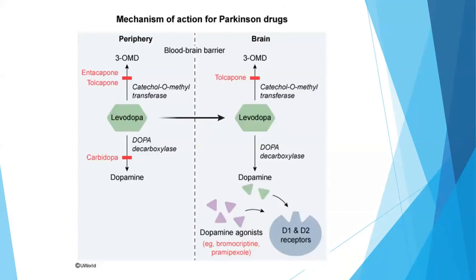So what are the mechanisms of action for Parkinson's drugs? In the periphery, the levodopa will get converted into dopamine by dopa decarboxylase. So to increase the availability of levodopa, we add carbidopa to inhibit the dopa decarboxylase, and entacapone and tolcapone to inhibit the COMT enzyme. Whenever you add carbidopa and entacapone or tolcapone, the availability of levodopa increases, and it can cross the blood-brain barrier in a higher amount. Then levodopa gets converted into dopamine inside the brain, and it acts on the D1 and D2 receptors.